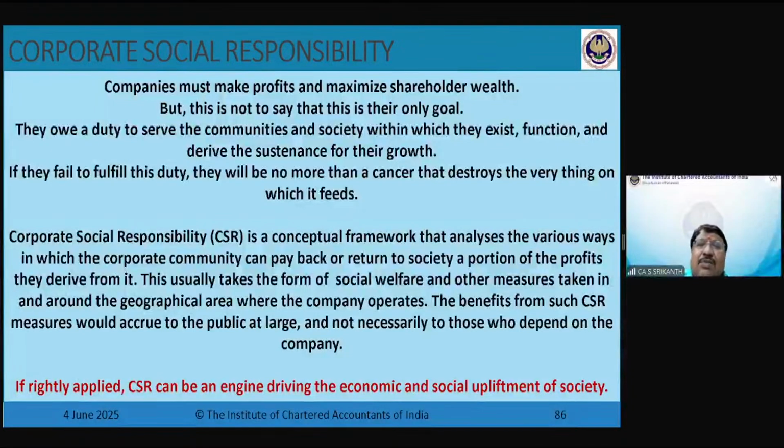Okay, so CSR is a conceptual framework that analyzes the various ways in which the corporate community can pay back or return to society a portion of the profits they derive from it. This usually takes the form of social welfare and other measures taken in and around the geographical area where the company operates. The geographical area seems to be a very important theme in most CSR narratives.